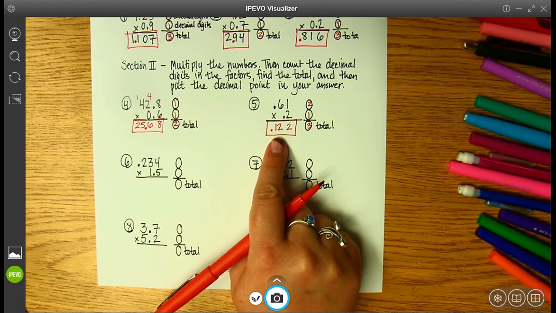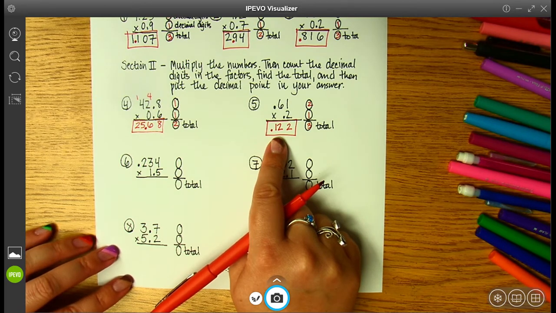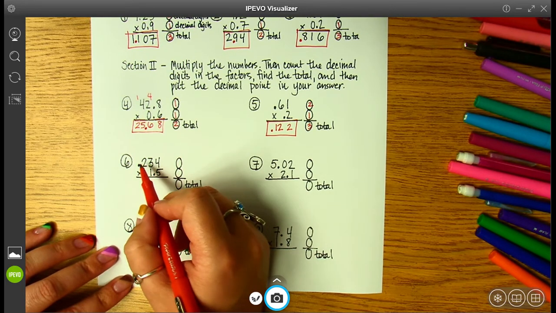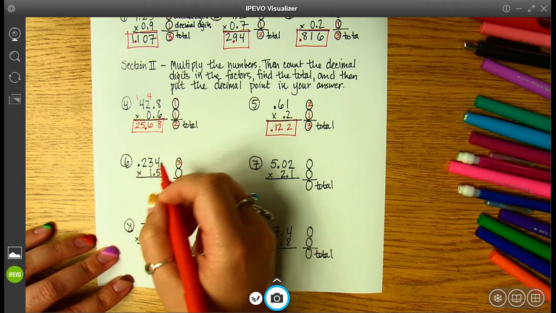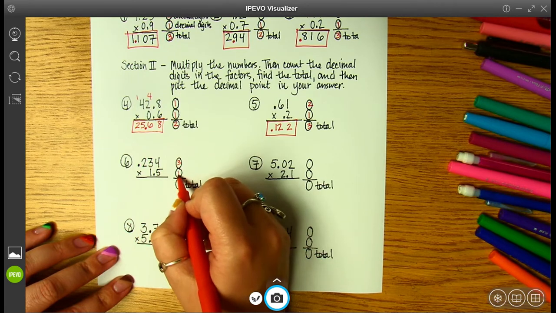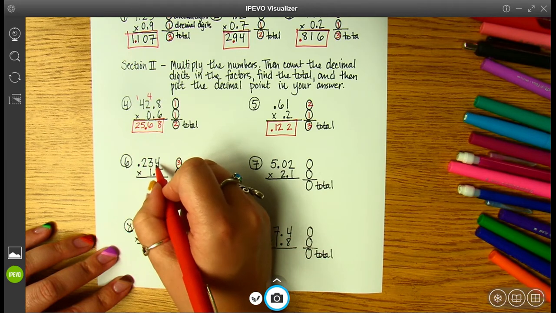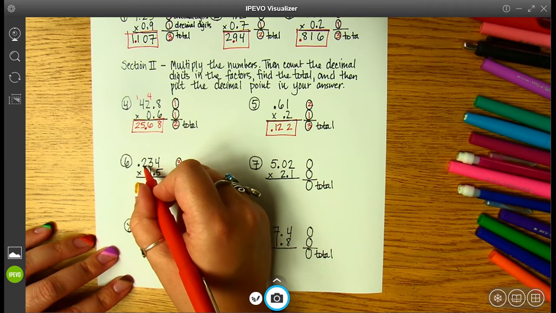If you put the decimal in the wrong spot, it is wrong because it's an entirely different answer. If somebody owed you $122 and you instead bought them 12 cents, they'd be mad, right? So decimals are important. Let's go ahead and try this one. Okay, there's 1, 2, 3 numbers after the decimal, 1 number after the decimal for this one, for a total of 4 numbers after the decimal. Always start to the right and do this times this, this times this, this times this.